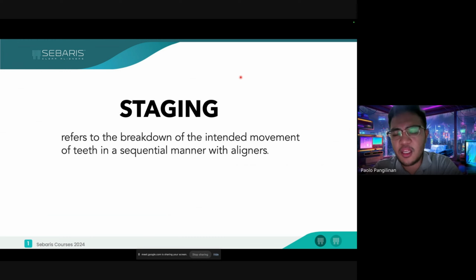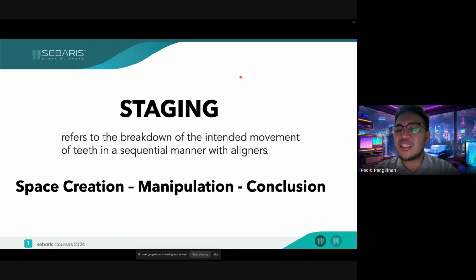Now, if you've been to clear aligner sessions, they talked about staging: I'm going to move this first, create space like this, and then it gives you a nice simulation. But doctors, when you say staging for fixed appliances, it's your sequencing, your leveling and alignment, space consolidation, and your finishing, and all that happens in between. But once we talk about staging in clear aligners, it's actually a breakdown of your intended movement in a sequential manner. So if you're going to look at it this way, it is something like this.